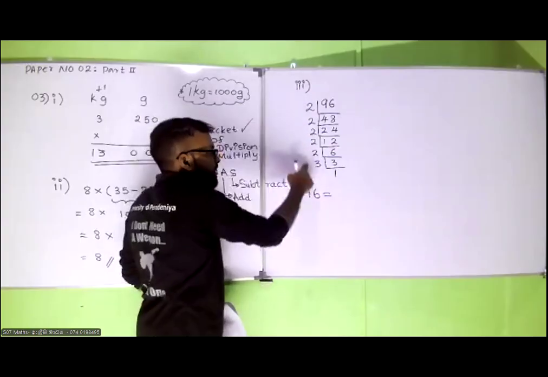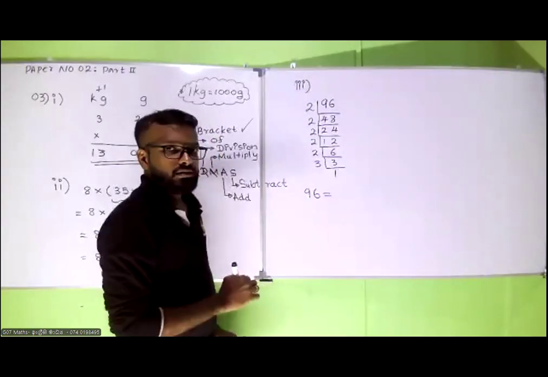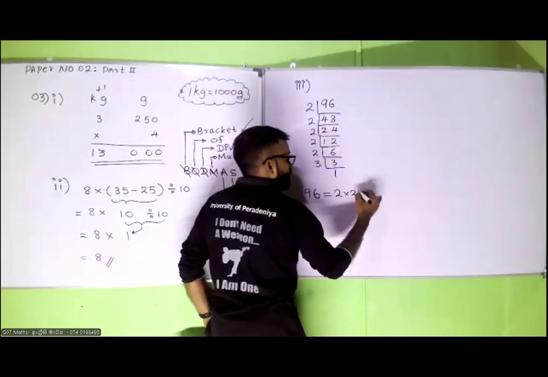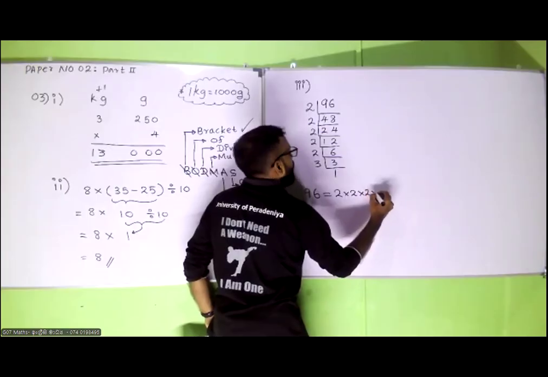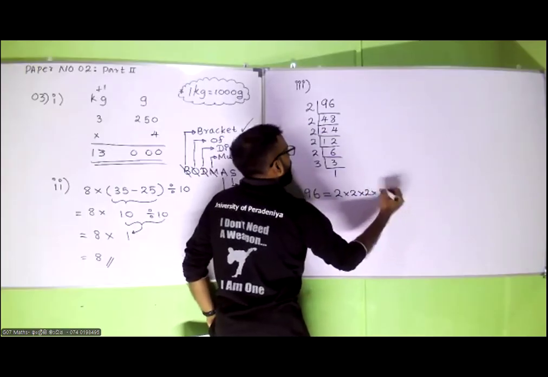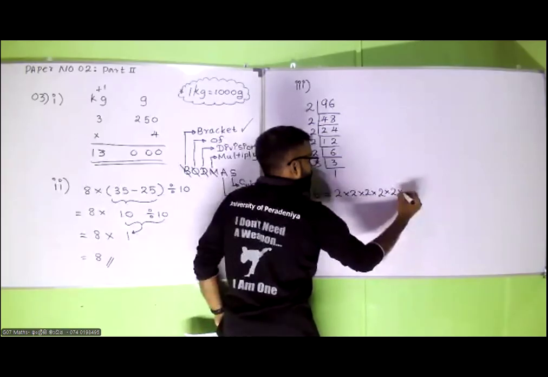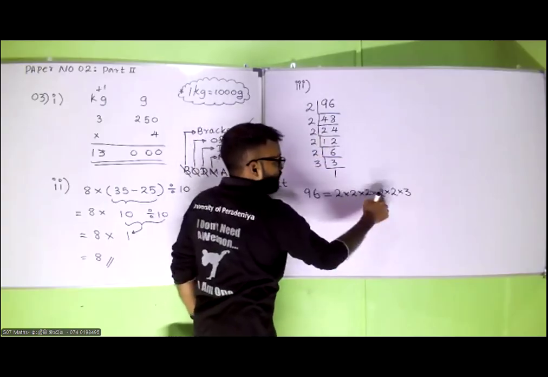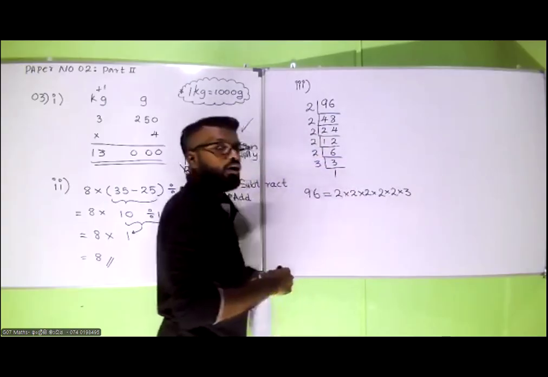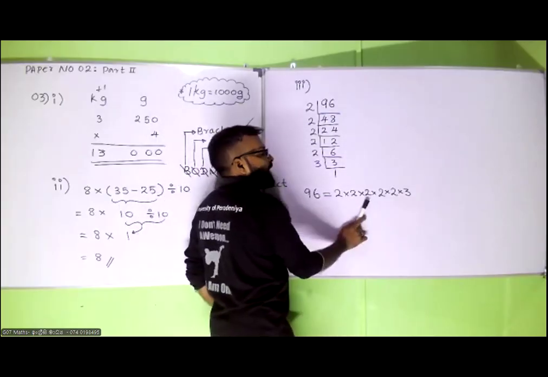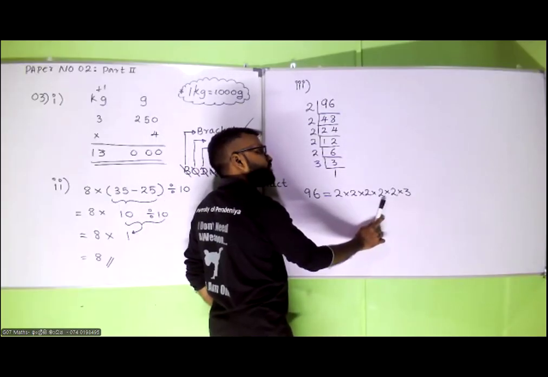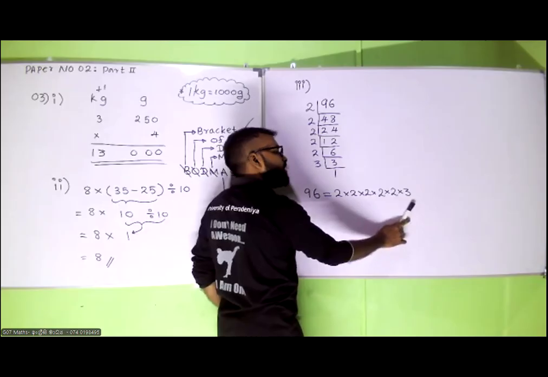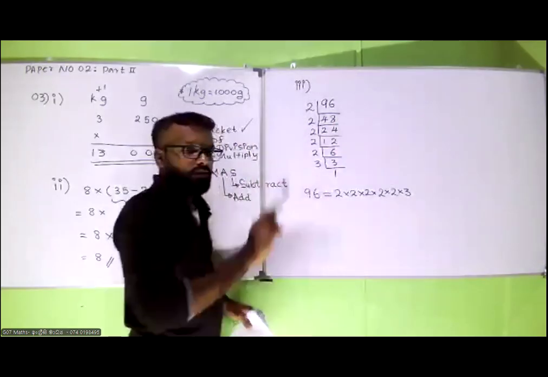If you multiply these numbers together, you will obtain 96. Right? Shall we check? 2 times 2 times 2 times 2 times 2 times 3. 1, 2, 3, 4, 5. 2 times 2, 4. 4 times 2, 8. 8 times 2, 16. 16 times 2, 32. 32 times 3, 96. Okay, we have that.